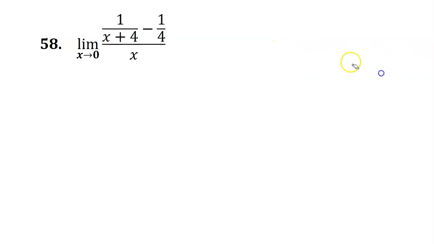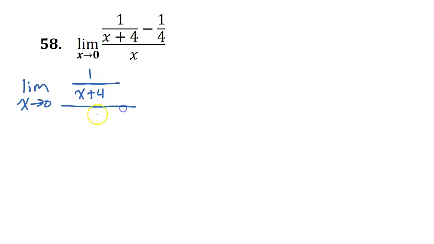As I look at this problem, I can rewrite this as the limit as x approaches 0 of, and I'm going to take my first fraction of 1 over x plus 4, and I'm going to put that over x. And see that minus sign right there? So I'm just going to go ahead and put a minus sign right here in the middle. And then I have 1 over 4, and that is also over x.